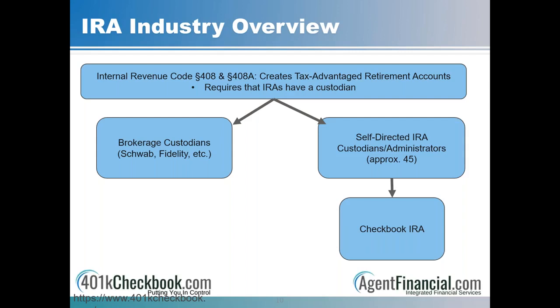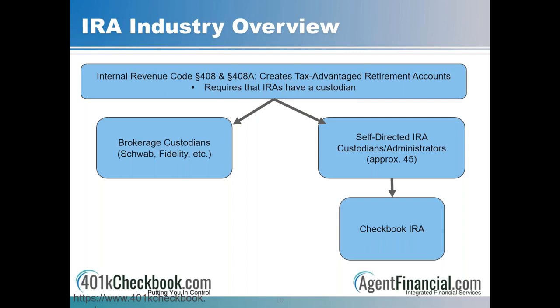So it's helpful to understand the structure of the IRA industry. And you can see at the top, what we've got is the Internal Revenue Code sections 408 and 408A. Those are the sections of the tax code that describe and create the tax advantages of IRAs, and it stipulates that IRAs must have a custodian. A custodian is a state or federally regulated financial company, such as a bank or trust company.